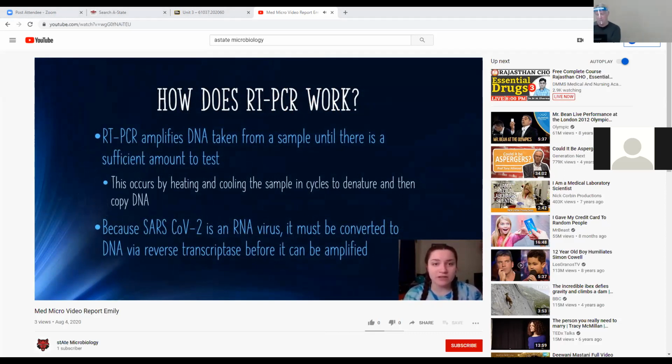SARS-CoV-2 is an RNA virus, so it needs to be made into DNA before it can be amplified. During the test, reverse transcriptase binds to the virus's RNA and makes a DNA-based copy so that it can be amplified. The process of amplification is achieved through repeated heating and cooling of the sample in cycles. When this happens, the DNA is denatured and separates into single strands. The polymerase is used to synthesize double-stranded copies of the DNA using the original as a template. If a sufficient amount of viral RNA is present in the sample, it will be amplified and detected, and the test will be positive. If no viral RNA is present, the test will be negative.